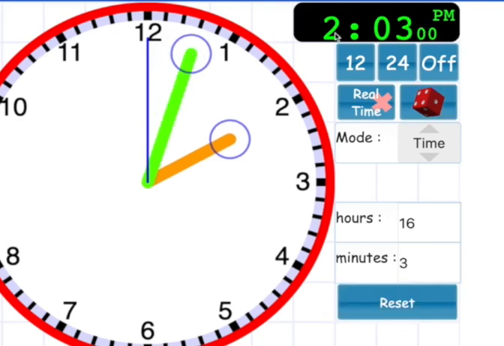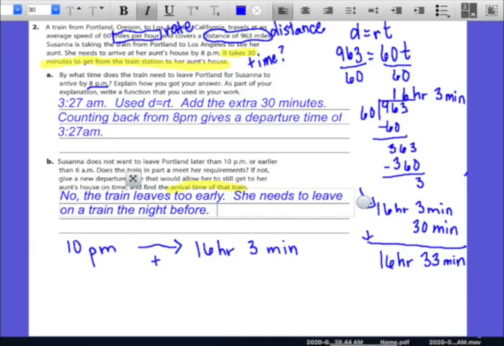And so we can see that at 16 hours and 3 minutes, we will arrive at 2:03 p.m. Okay, so we already knew that she needed to take a 10 o'clock train because she doesn't want to leave after 10. And so she will arrive in Los Angeles at 2:03 p.m. the next day.